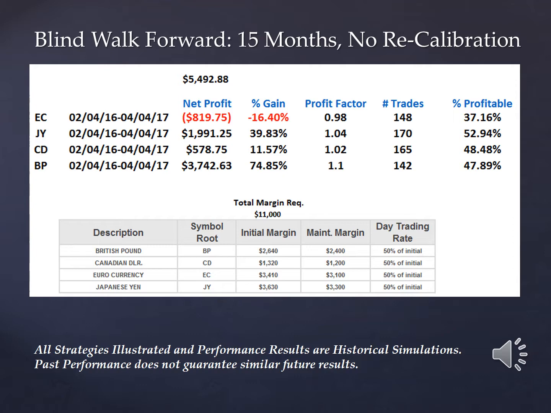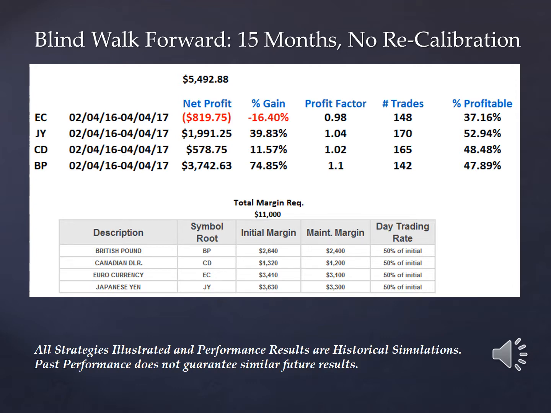First of all, the euro currency didn't make money, lost $819 over that 15 months. The yen made almost $2,000, $19.91. The Canadian dollar made $5.78, and the British pound was the big winner, $37.42, 74% gains and a profit factor 1.1. 47% of the trades were profitable.